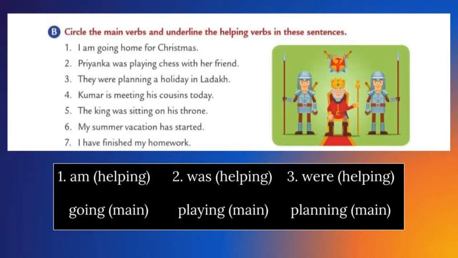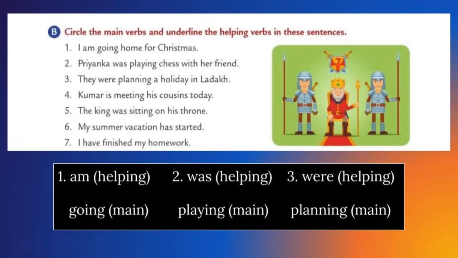They were planning a holiday in Ladakh. So what is the helping verb in the third one? That is were. So you should underline. So what is the main verb? Planning. You should circle it. Okay students, we have completed the first three. The remaining four you should try in your grammar book. Do it clearly and neatly.